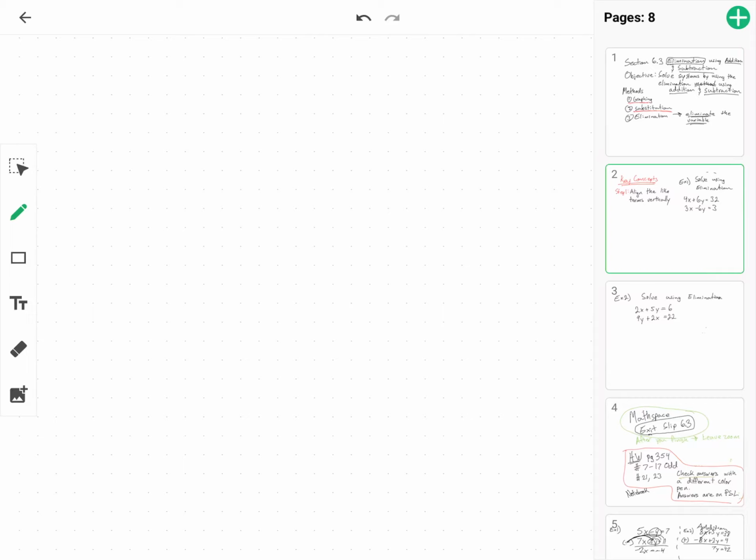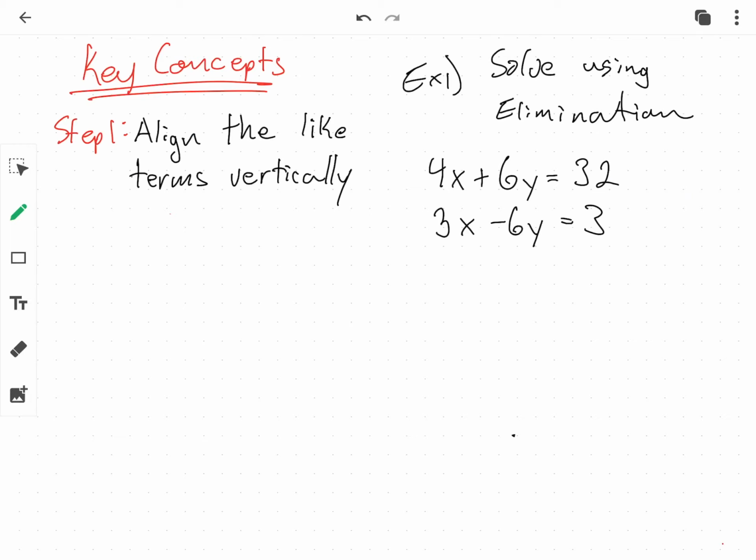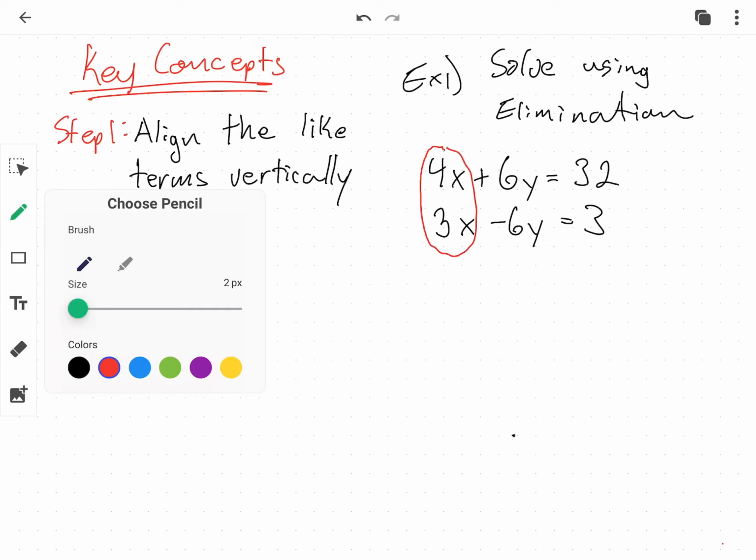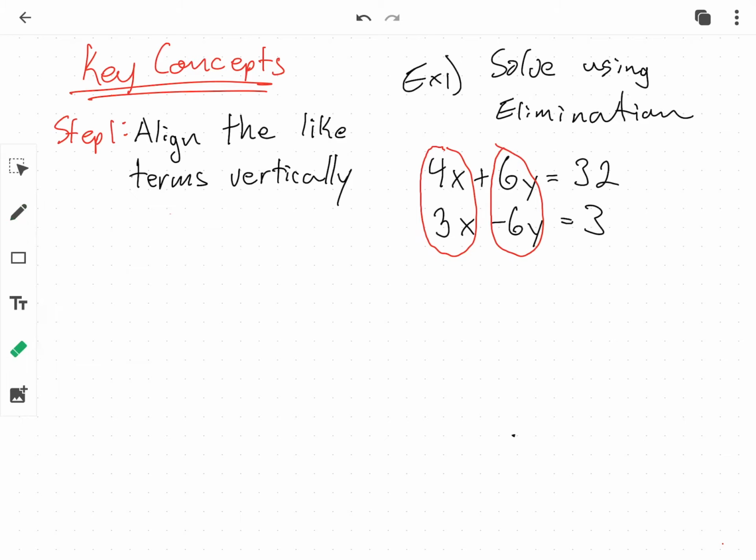You can go ahead and write down this key concept if it would pull up. There it is. So, key concept. Step 1, we want to align the like terms vertically. So what that means is we want to align 4x and 3x vertically and 6y and negative 6y vertically. Okay? By aligning that vertically, that is going to set us up nicely.